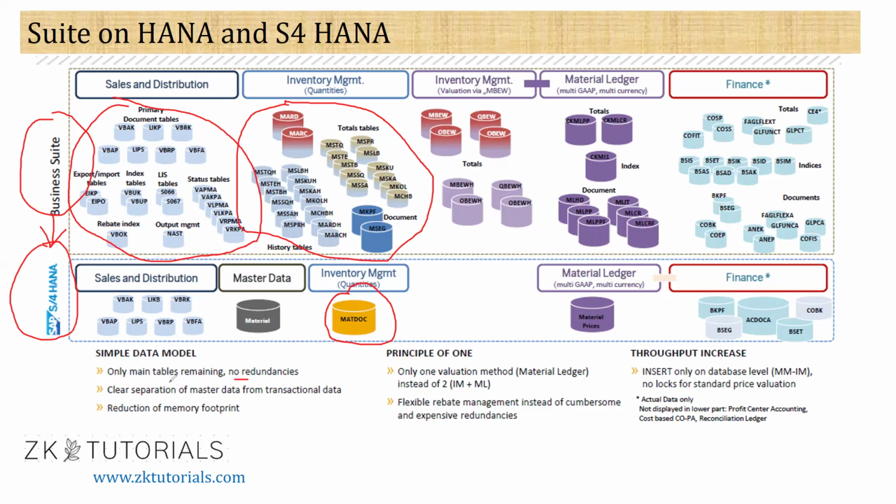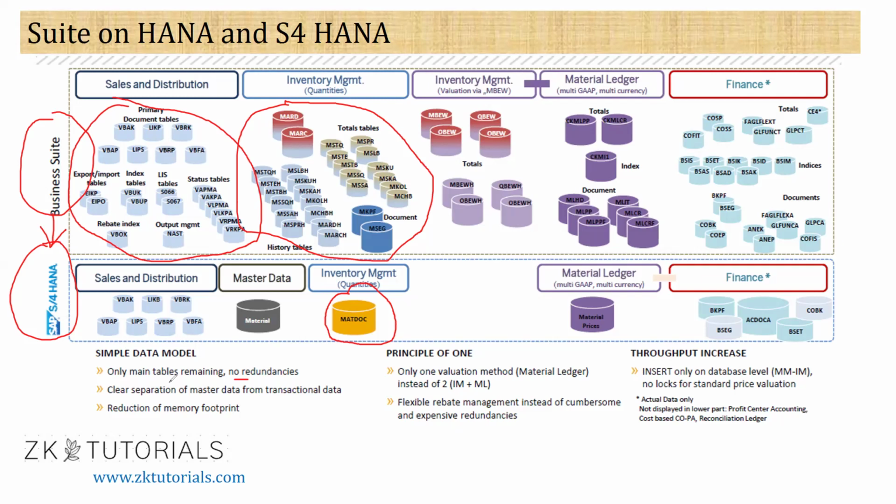Now you can see there are a lot of changes which you can observe as an expert in that functional area. If you are more from the functional side, then you can differentiate more from there. If you are a technical person, you can observe more in the system. So in the simplified data model, only main tables are remaining, and no redundancies are there. That's the rule of the game.